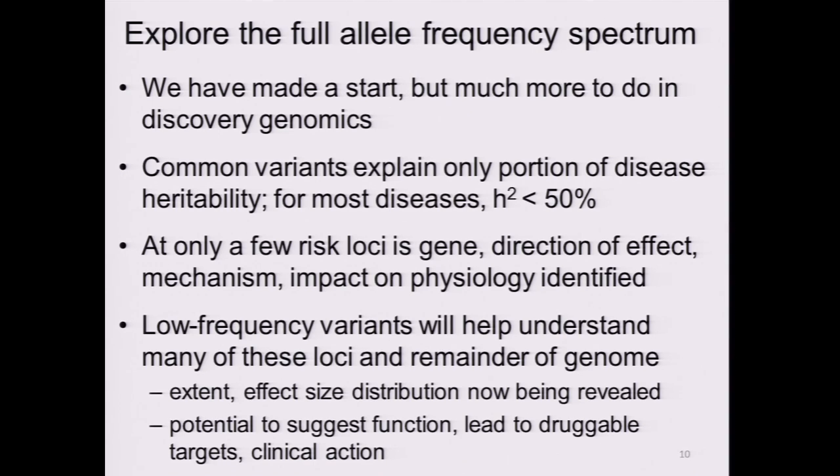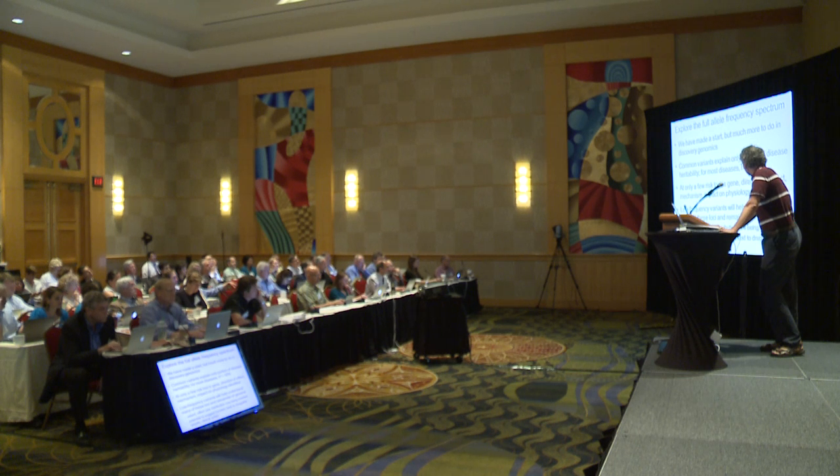Low frequency and rarer variants can help us understand many of these loci we've already identified through common variant association in GWAS, and also help us to understand the impact of the remainder of the genome on human health and disease. The extent and effect size distribution of these less common variants is now beginning to be revealed, only beginning, but these certainly have the potential to suggest function, to lead more directly to druggable targets, and to clinical action. And so exploring this range of the allele frequency spectrum clearly is important.